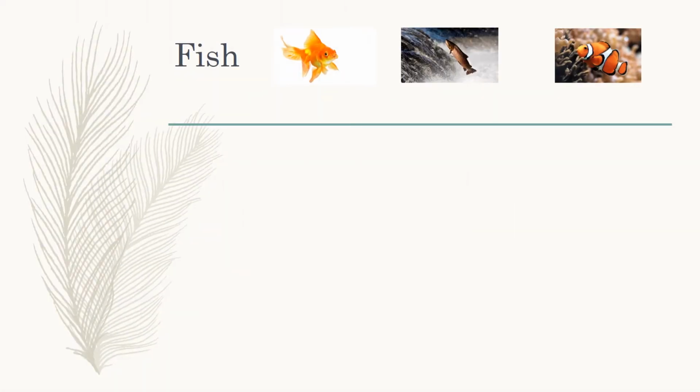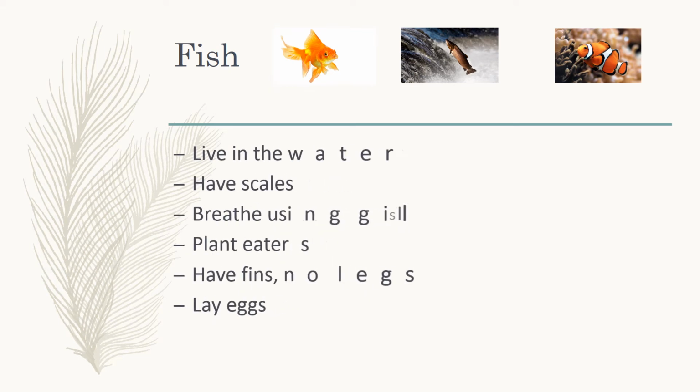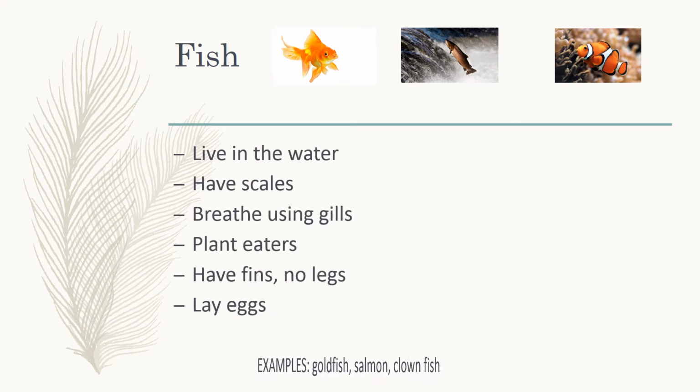First group we're going to look at is fish. Fish live in the water. Most fish have scales. Fish are quite different from other animals because they breathe using gills instead of lungs. They're plant eaters, so you won't catch them looking for a steak. They have fins and no legs, and they lay eggs in order to have babies. Some examples of types of fish are the goldfish, salmon, and clownfish. And you can see their pictures up towards the top of your slide.